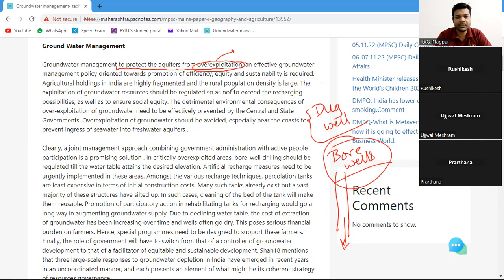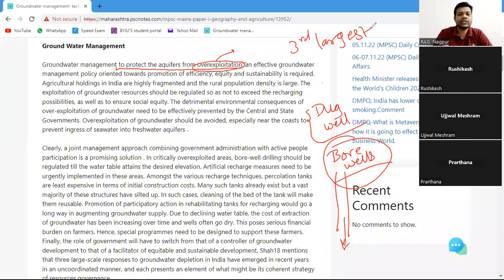Now, we have significantly destroyed the groundwater resources in our country itself. India is third largest in consumption of groundwater. So we have done significant damage to these groundwater resources.